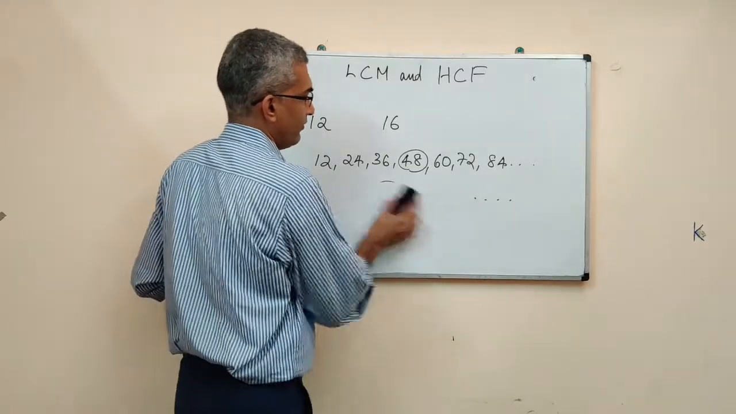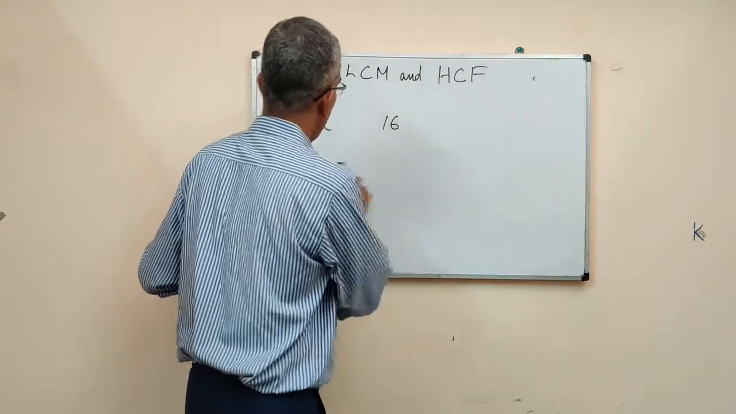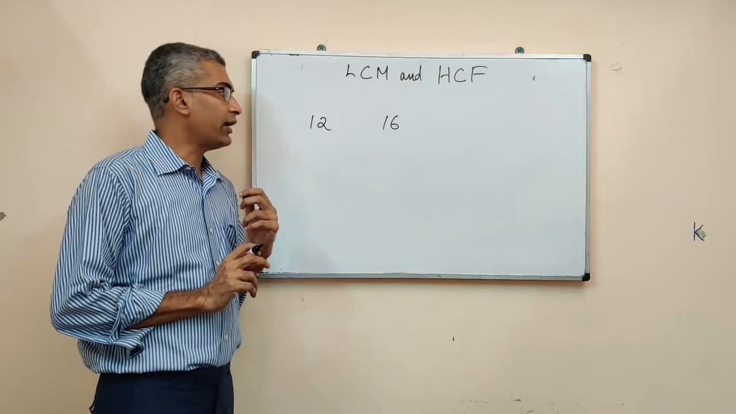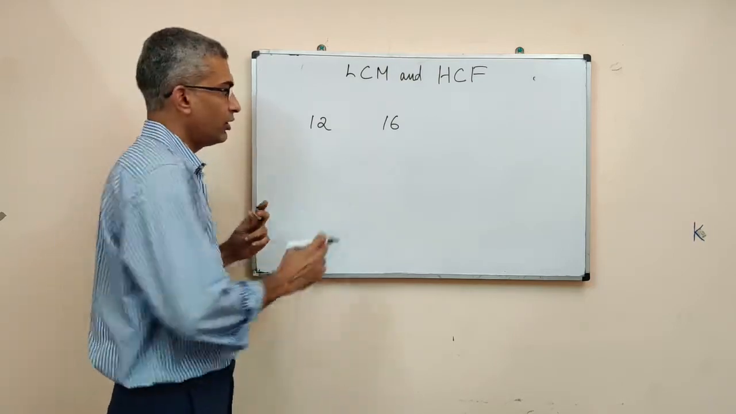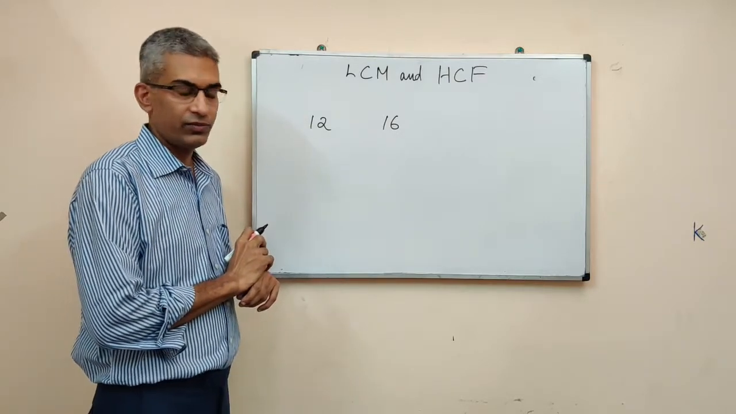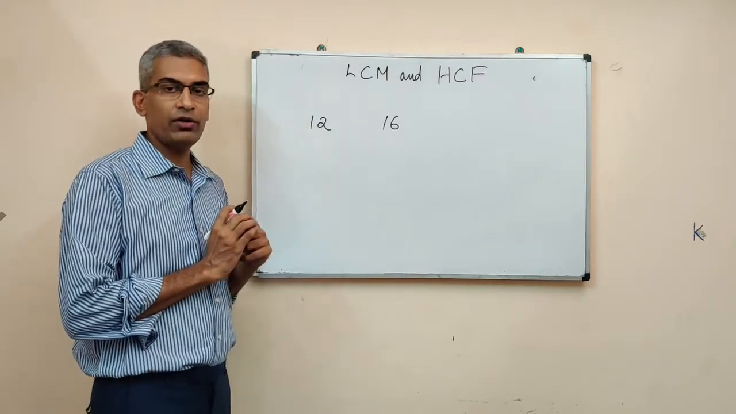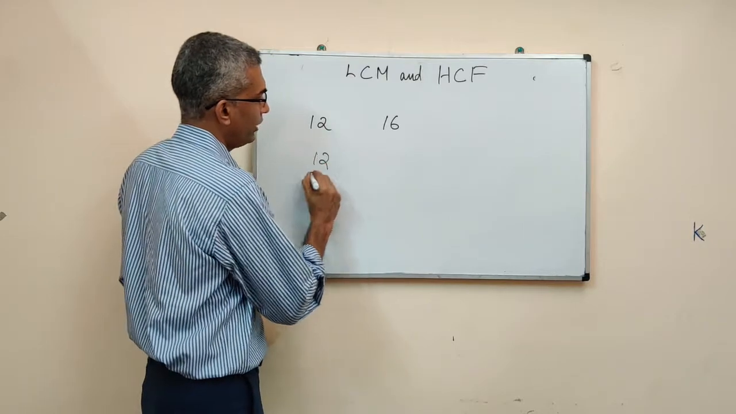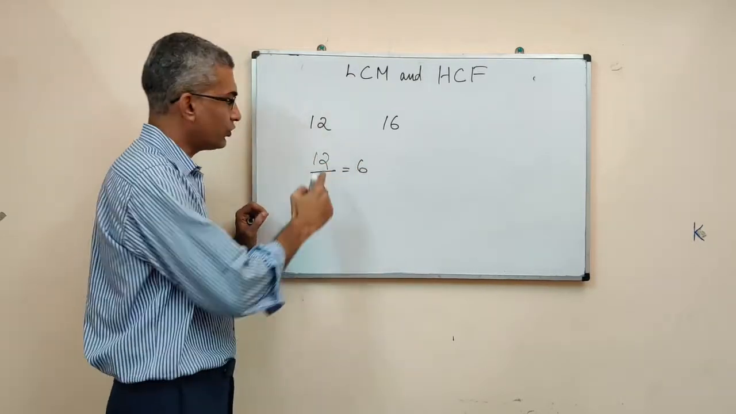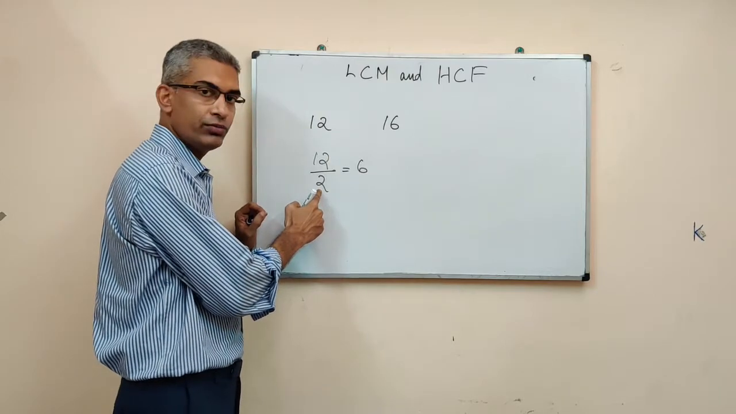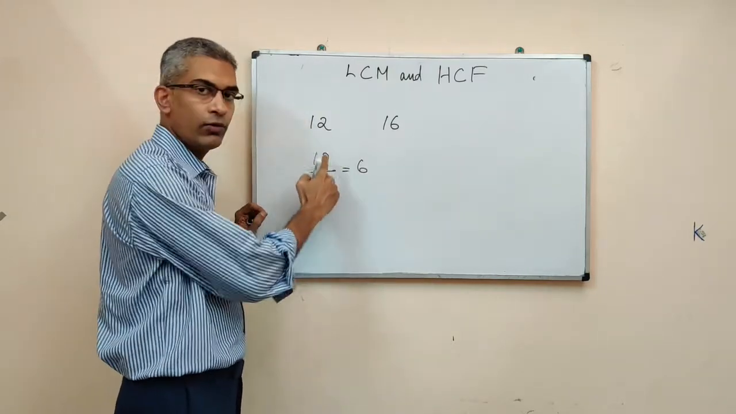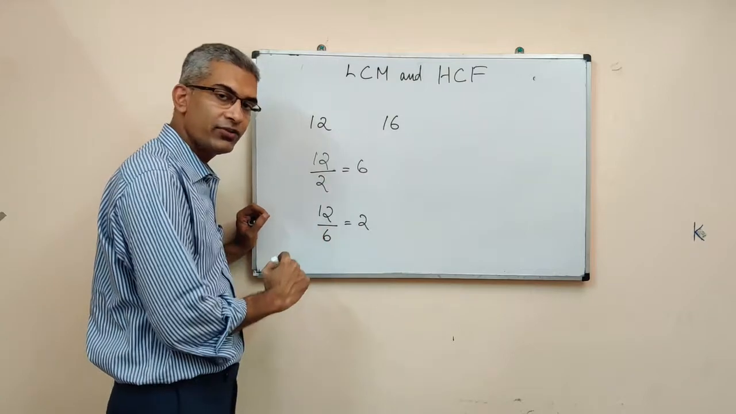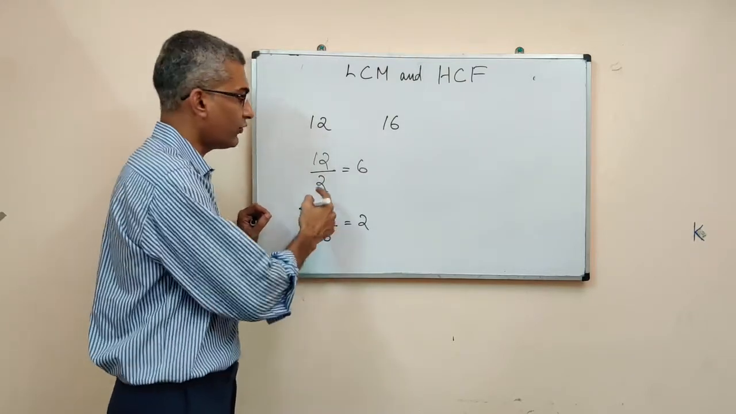Now let us come to the HCF. If you look at these numbers, and if I ask you to find the highest common factor, first of all, you should understand what a factor is. A factor of a number is another number which will divide this number into a whole number. For example, 12 divided by 2 will be 6. So 12 is divisible by 2. So 2 is a factor of 12. Similarly, 12 divided by 6 will give you 2. So 12 is divisible by 6. So 6 is also a factor of 12.